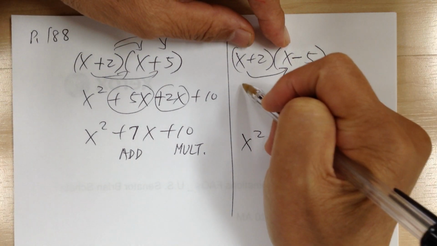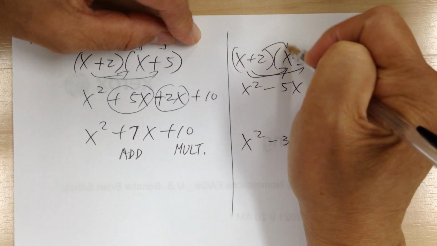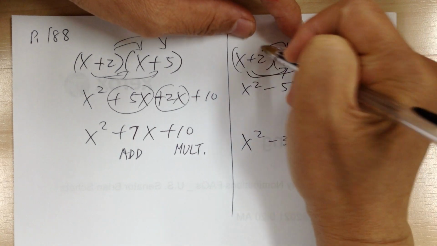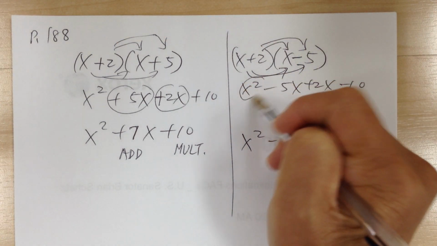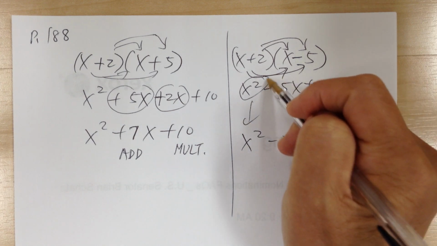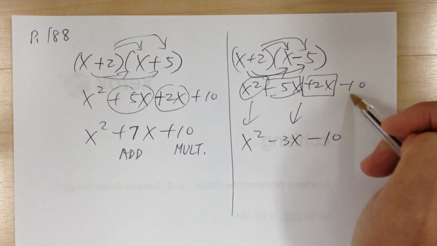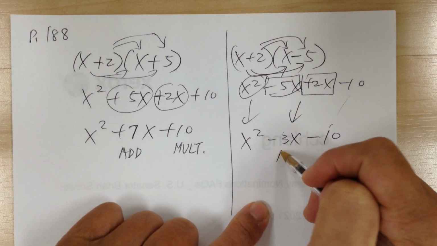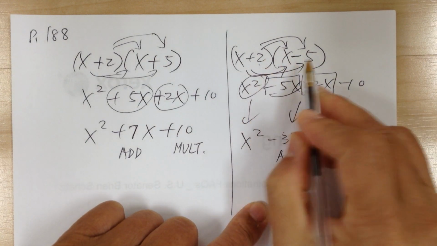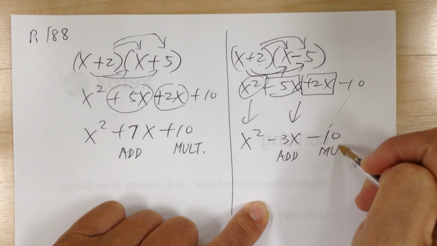You multiply, this will give you x squared. Multiply, give you minus 5x. Multiply, give you plus 2x. Multiply, give you minus 10. And again, if you notice, this is this. And when you combine the like terms, this will give you that. See? So that's a shortcut. Again, this came from adding the two numbers, 2 plus negative 5 gives you negative 3, and this came from multiplying.